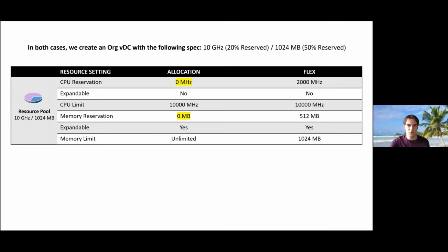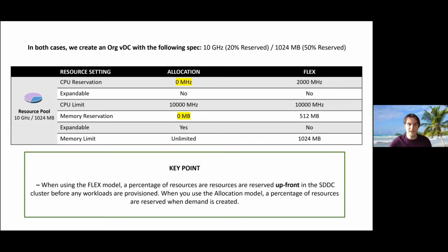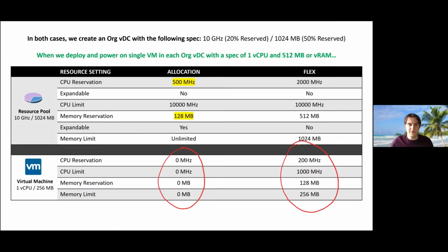So that was our starting point. And then at the next step, we came along, deployed a VM, and this is what changed. So imagine in our example here, we've got one VM with one CPU and 512 meg of RAM. The allocation resource pool was updated to reflect the reservation of the VM, the workload that was added to the org VDC. Down below, we can see the reservations set at the VM level, limits, reservations, nothing changed.